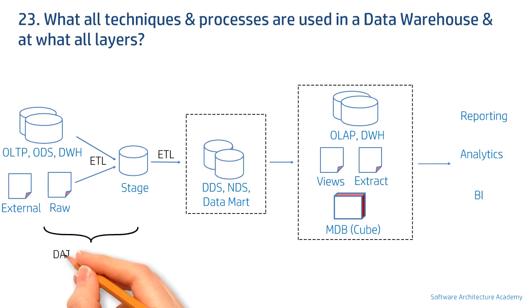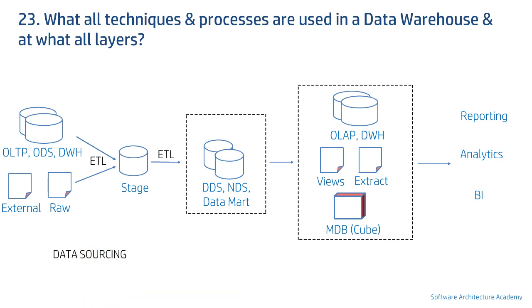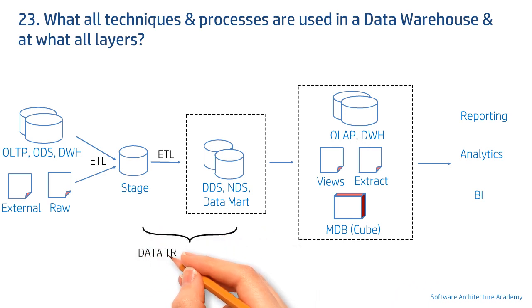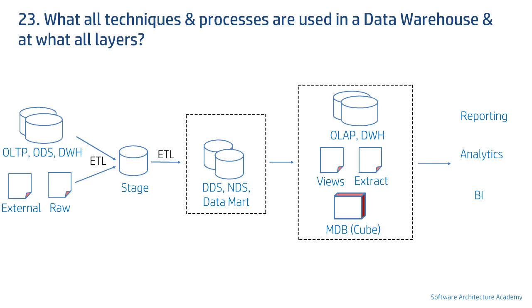First layer is source to stage. The action here is also known as data sourcing. Data transformation is usually performed in the second layer. It can also be performed before loading to consumption layer if there is a need for it. While I have limited the conversation to three layers, since this is a generic architecture, mostly the data warehouse stores represented by NDS, DDS and Data Mart can have many more layers within.